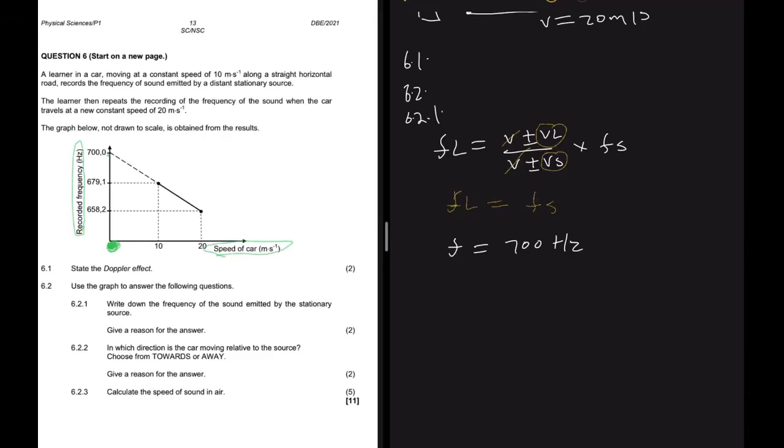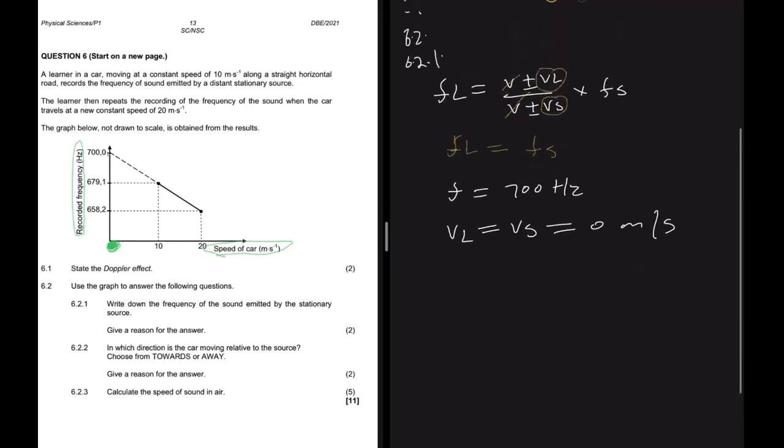Then the question goes on to say, give a reason for your answer. The reason is that there's no relative motion between source and listener. They both have a velocity, so the velocity of the listener equals the velocity of the source equals 0 meters per second. No relative motion between the two, so the Doppler effect cannot take place, or its effect is 0 in this instance. Let's move on to the next question.